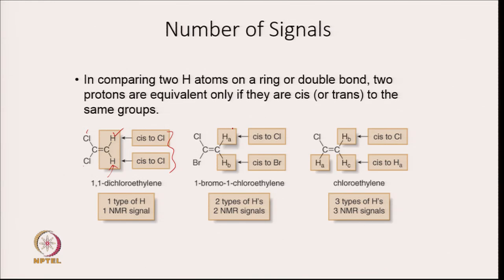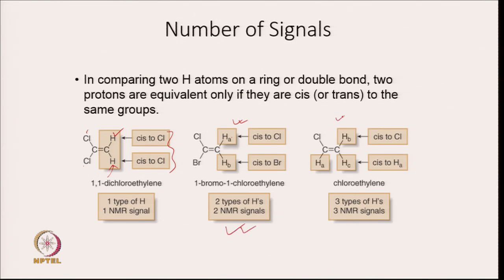But if you take this compound, this proton is cis to the chloro group, whereas this proton is cis to the bromo group, and hence these 2 protons do not have the same environment, and so we get 2 NMR signals.